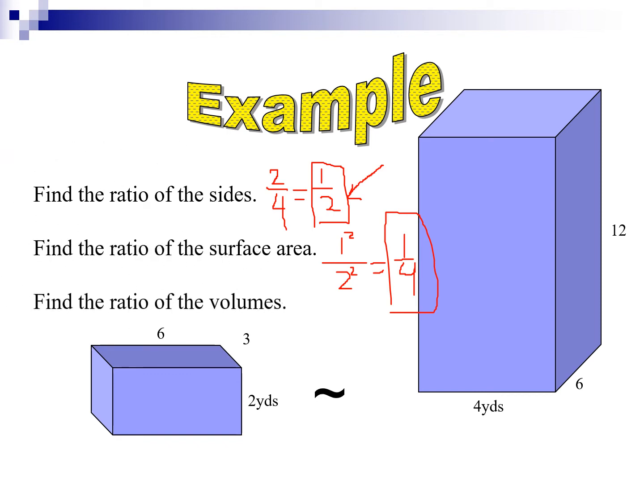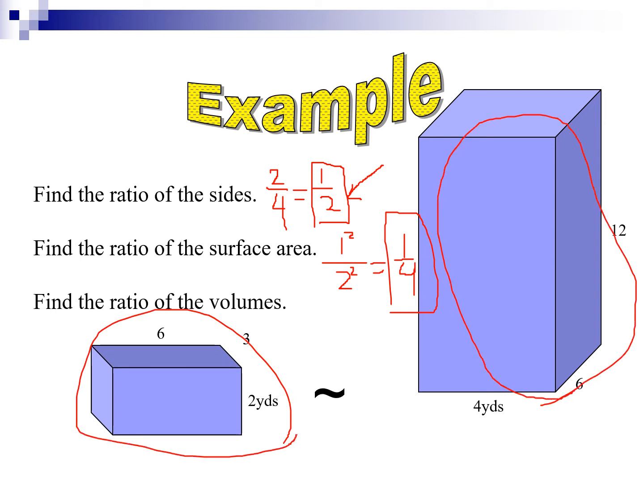And then the final thing that I'm going to ask you for is the ratio of the volumes. Again, you can find the volume of the whole thing, and then find the volume of this whole thing, and then compare them. But we do have a shortcut according to the theorem.